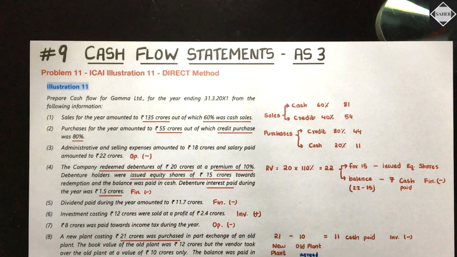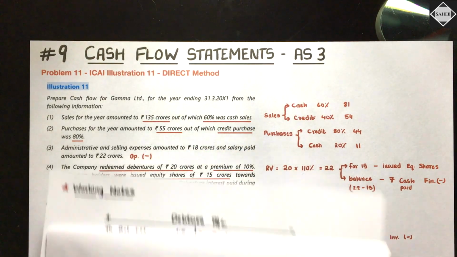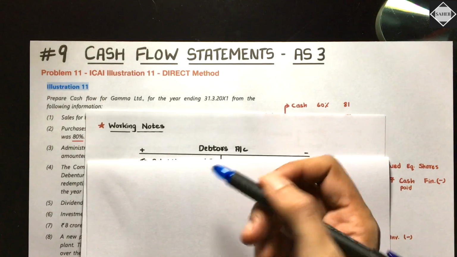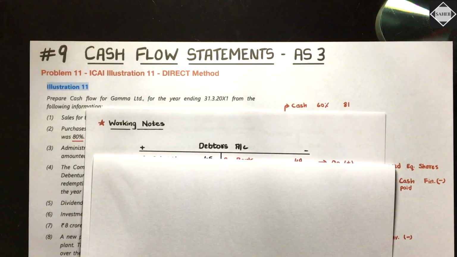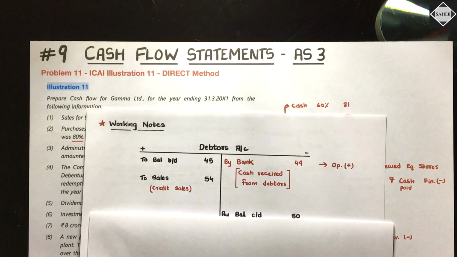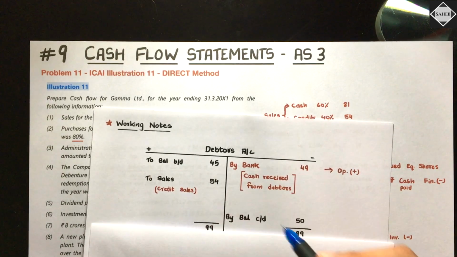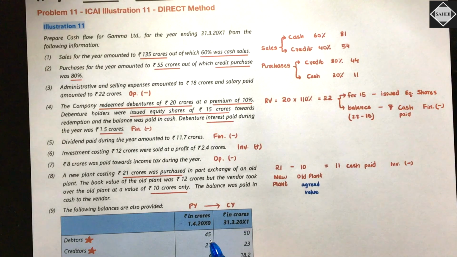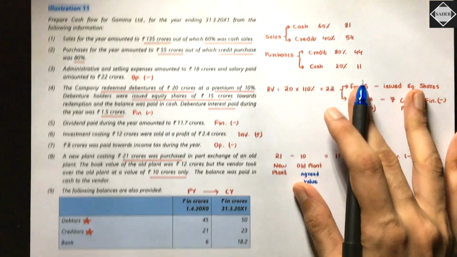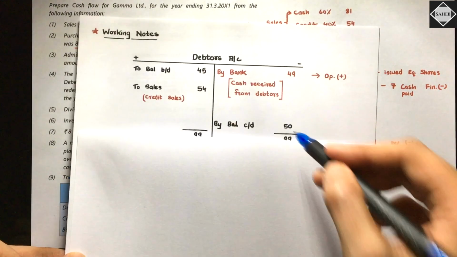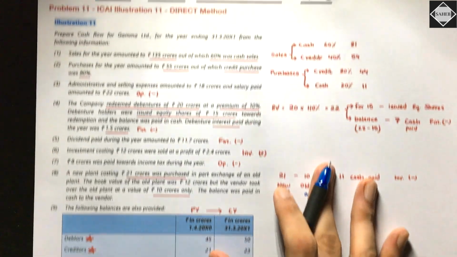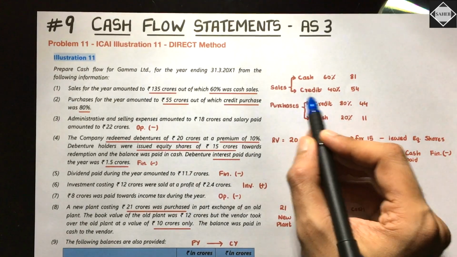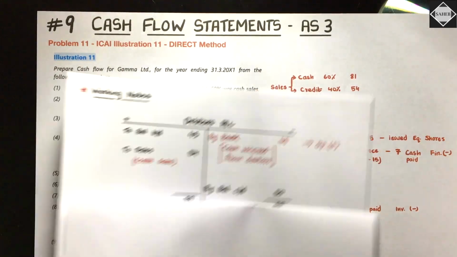So for that we have to open the debtors account. Really simple. See, debtors account is an asset account. Debit means plus, credit means minus. So opening balance you have to take on the debit side, closing balance on the credit side. See here, opening balance 45, closing balance 50. Then we found out how much were the credit sales. Credit sales were 54.